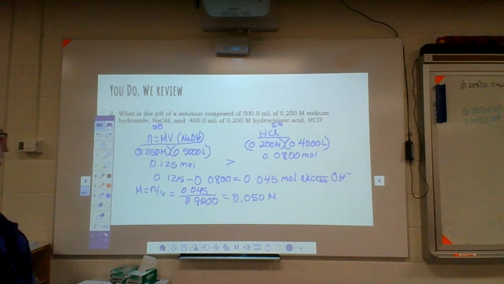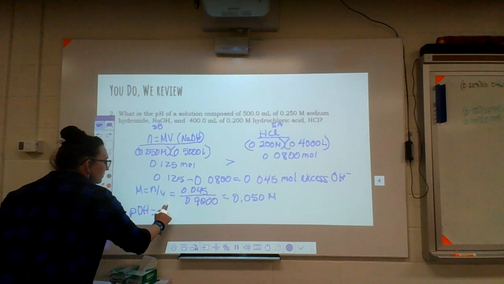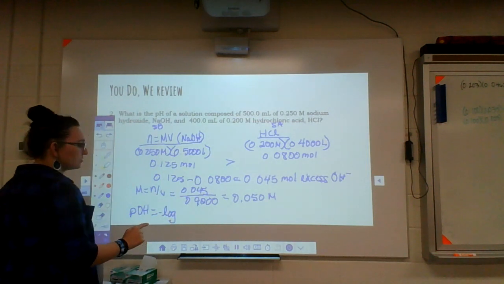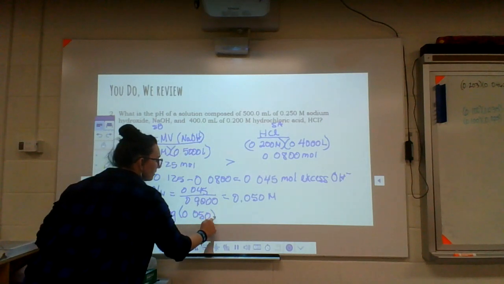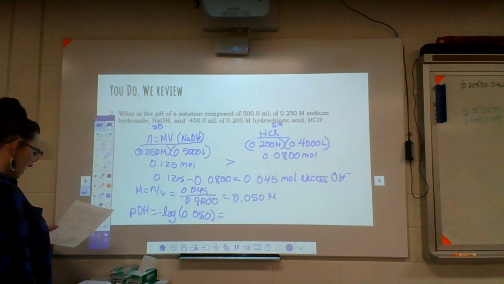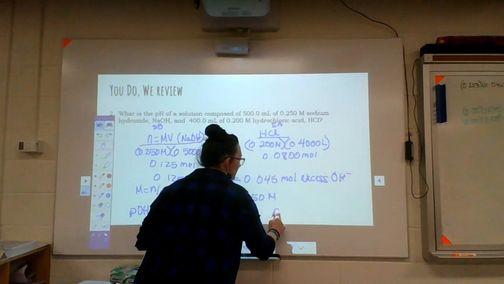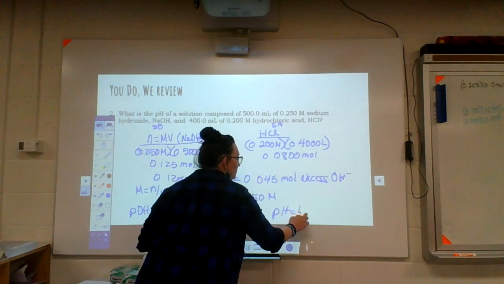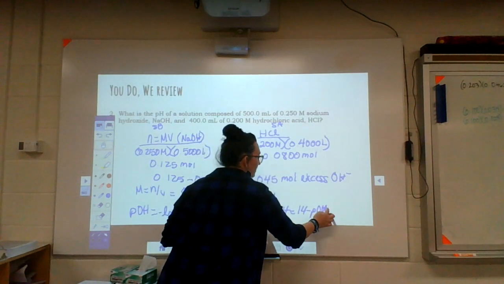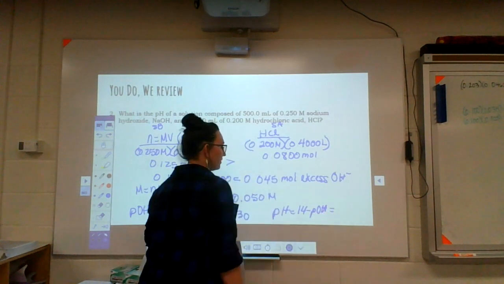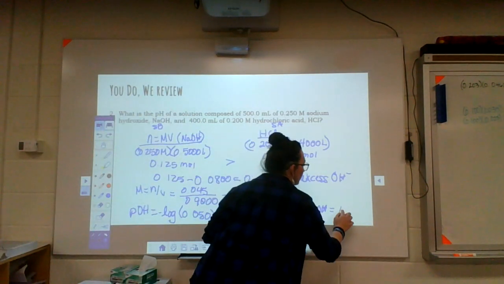So I can calculate my pOH. pOH is equal to the negative log of my hydroxide ion concentration, which is 0.050. So my pOH is 1.30. And then my pH is equal to 14 minus my pOH. And my pOH was 1.3. So 14 minus 1.3 is 12.70.